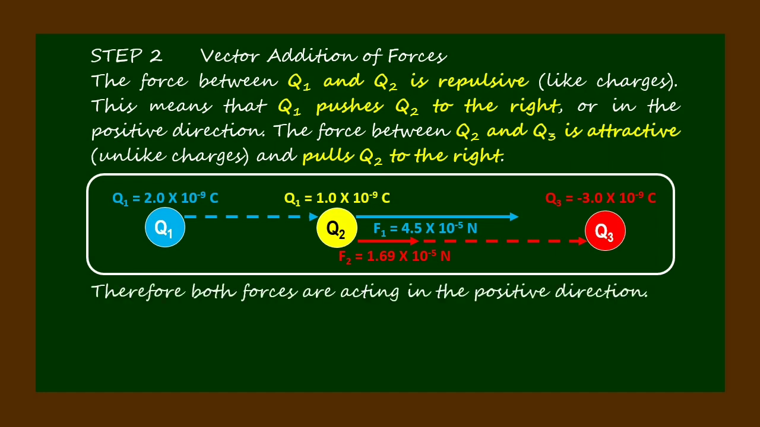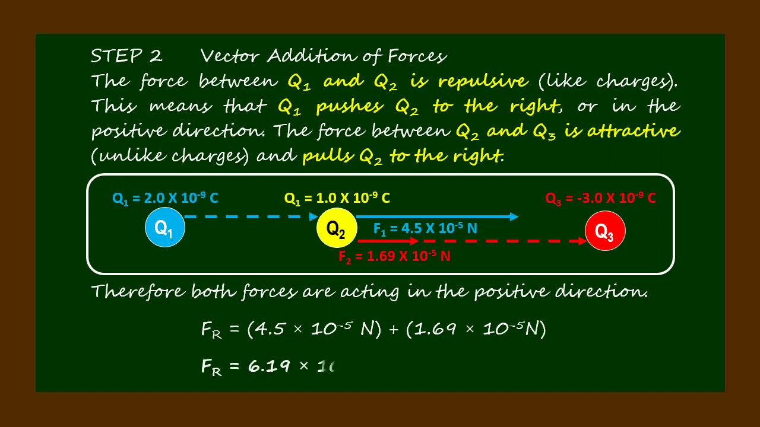So we have to add F1, equal to 4.5 times 10 to the negative 5 newton, and F2, equal to 1.69 times 10 to the negative 5 newton. Thus the resultant force acting on Q2 is 6.19 times 10 to the negative 5 newton to the right.